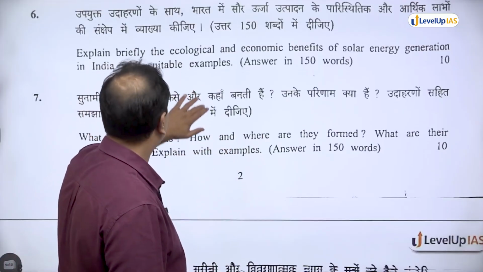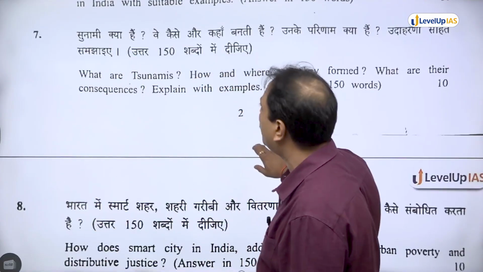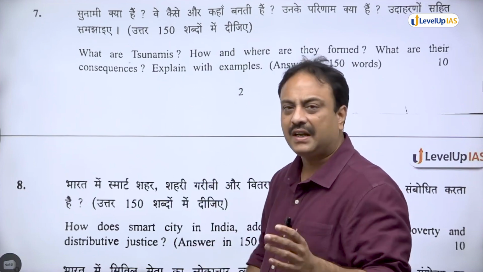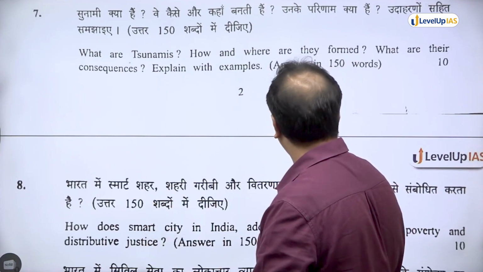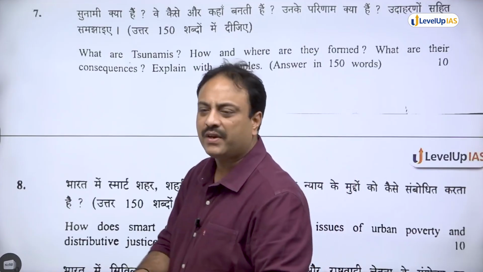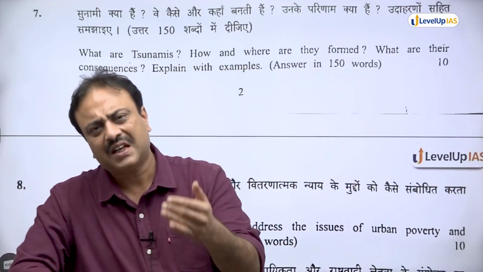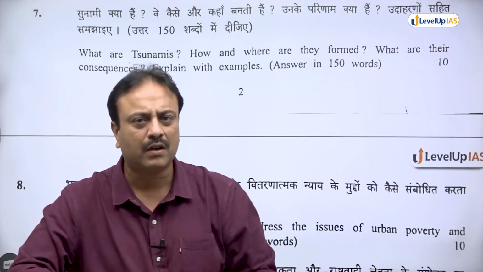Now the fourth and last question, the 10 marker for 150 words from the section of geography, is a static question, more static and less current affairs. What are tsunamis? How and where are they formed? What are their consequences? Explain with examples. In our classes of geography on plate tectonics, the last two questions this year have been asked from plate tectonics or related tectonic activity.